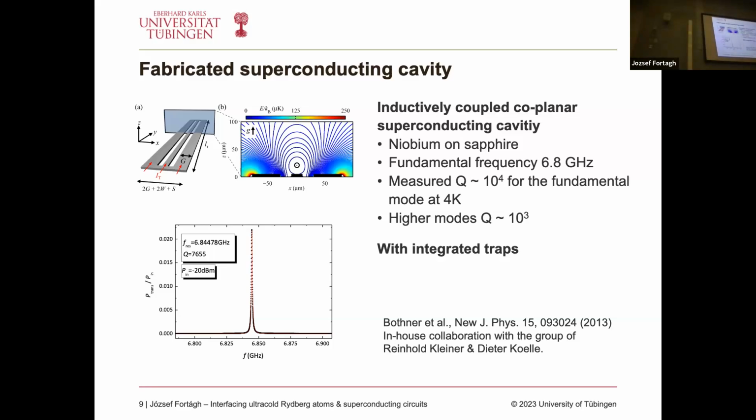niobium on a sapphire substrate. When we characterized the first results, we found cavities with 6.8 gigahertz resonance frequency, quality factor around 10^4 at 4 Kelvin. Higher modes have a lower quality factor, which will also be important in this presentation, and the chip has integrated traps.